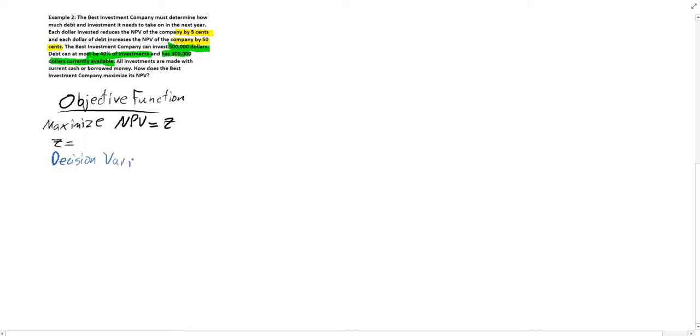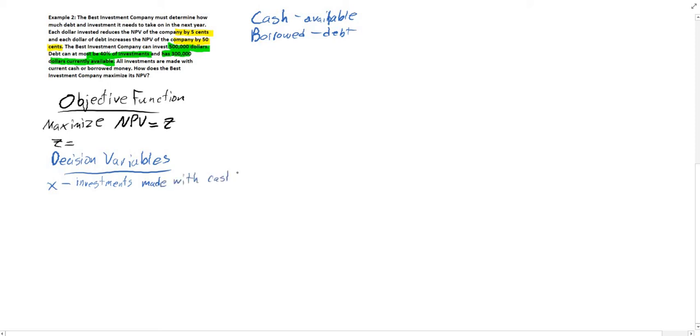So the way to think about this one is that there are two ways to invest. Invest two ways, cash or with borrowed. Cash is available. And borrowed will become debt. So we need to define this in our decision variables. X, we will define as the investments made with cash available. And we're going to define Y as the investments made with borrowed money.